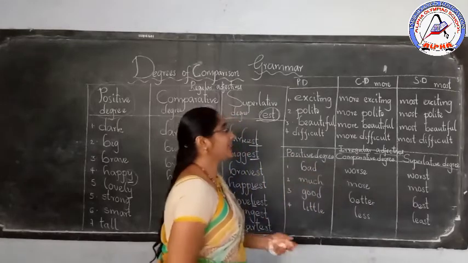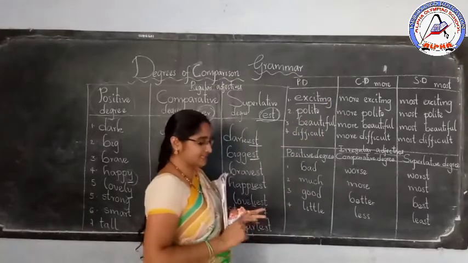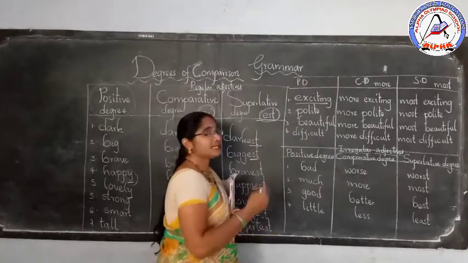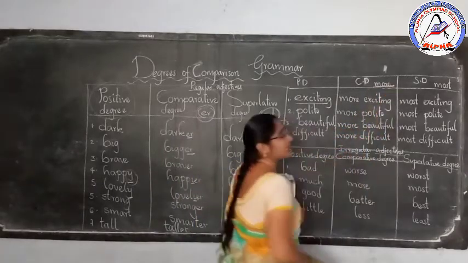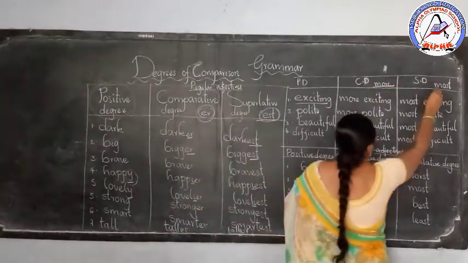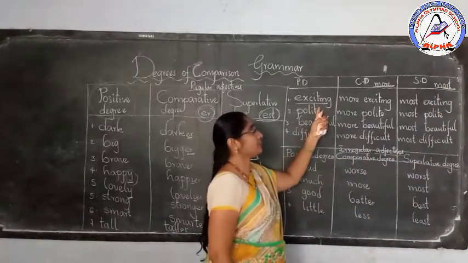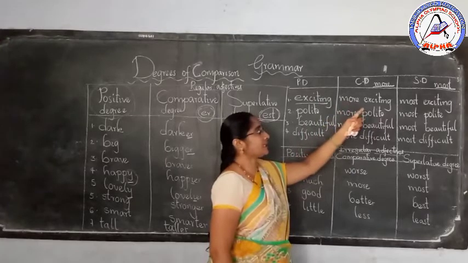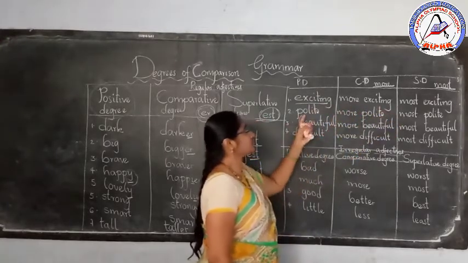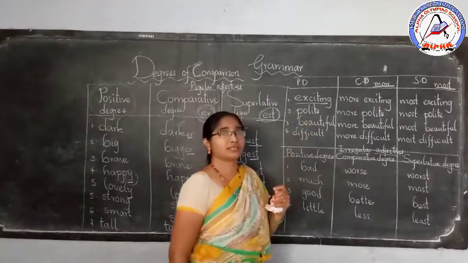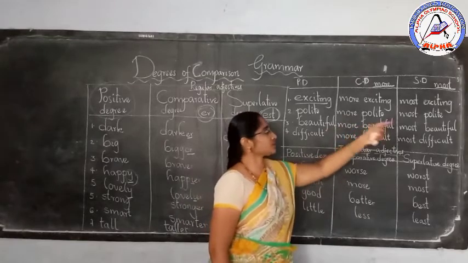How can we make the adjective forms? See here. For example, exciting. How many syllables? Exciting. Three syllables. When it is more than one syllable, what you have to do? You have to add more in the comparative form and most in the superlative form. See here, exciting will change into more exciting, most exciting. Next one, polite. Here, polite, how many syllables? Two syllables. More polite, most polite.